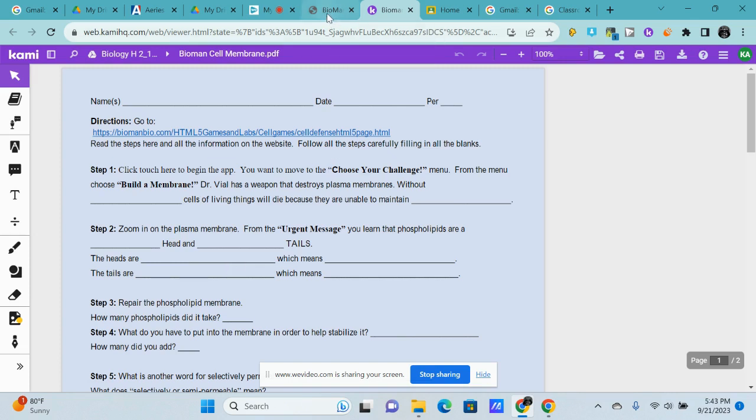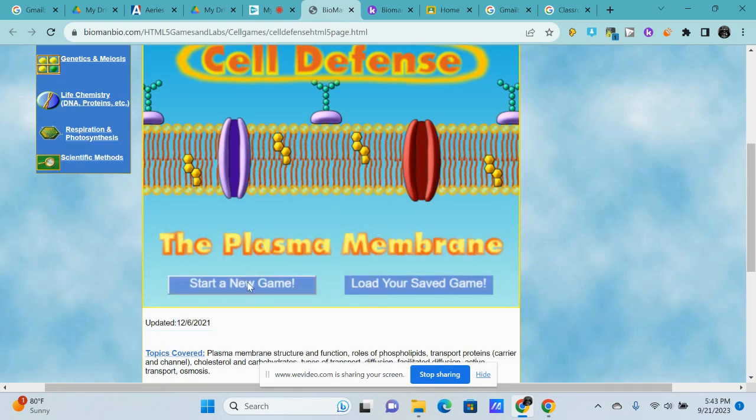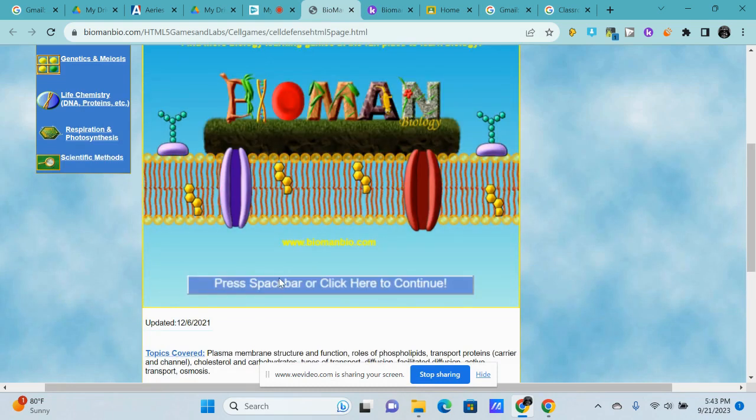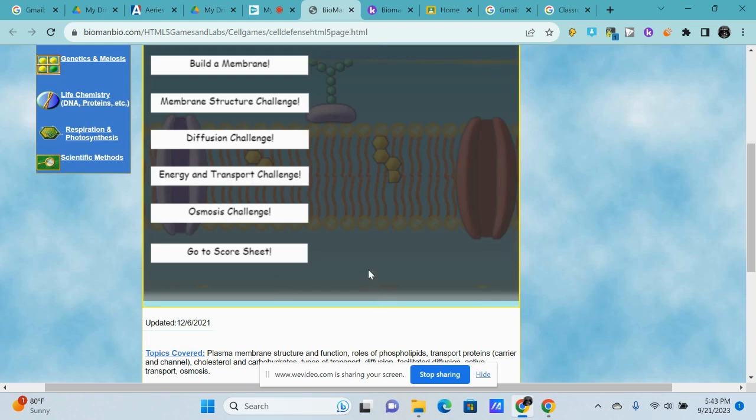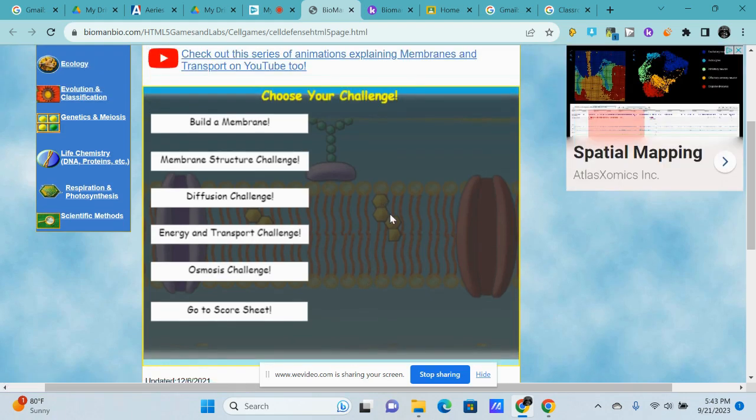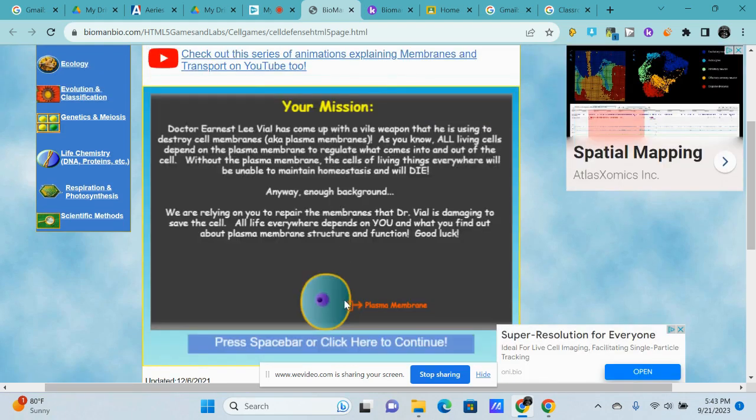All right, so first I'm going to do this. All right, so start a new game. Plasma membrane, same thing as the cell membrane. It's like the skin that goes around all of your cells. Build a membrane.